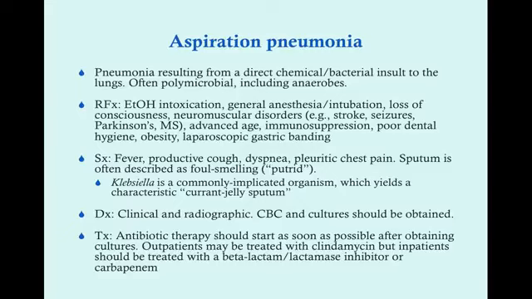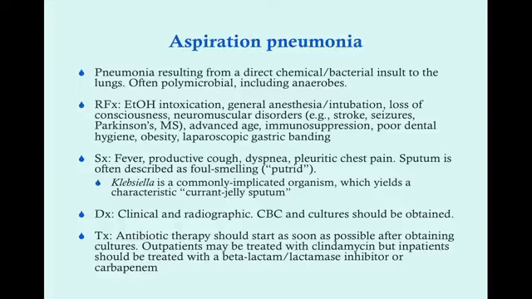Aspiration pneumonia is pneumonia resulting from direct chemical and bacterial insult to the lungs. You get the stomach acid, which really sort of destroys the surrounding tissue and makes it nice and ripe for the bacteria to go in and colonize. Often aspiration pneumonia is polymicrobial and it includes anaerobes, so that's going to affect our treatment. We can't just give regular old azithromycin for aspiration pneumonia. We have to choose a different antibiotic.